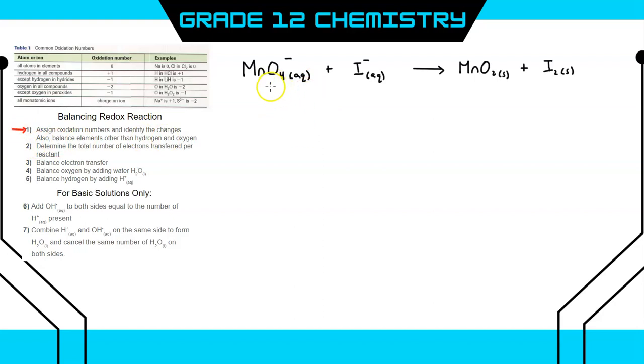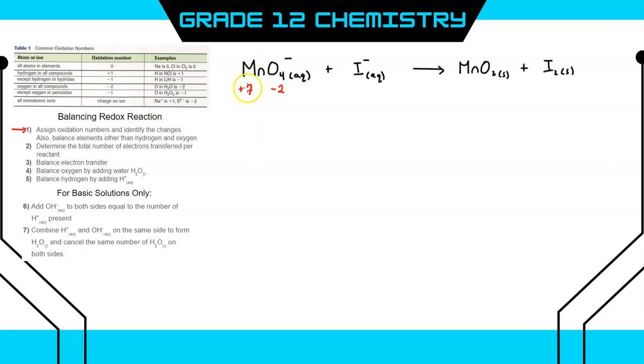Okay, so let's start with manganese here. So oxygen, there's 4 of them, and each one has a charge of -2. So 4 of them would give us a charge of -8. Now the total molecule has a charge of -1. So manganese must be +7.